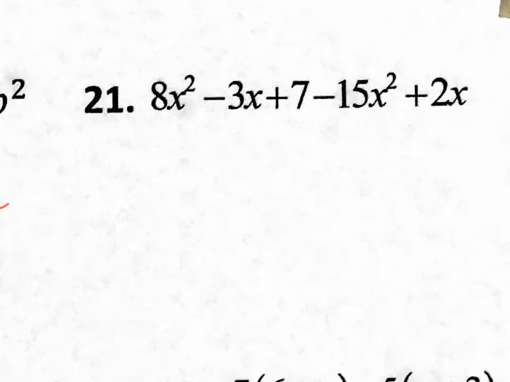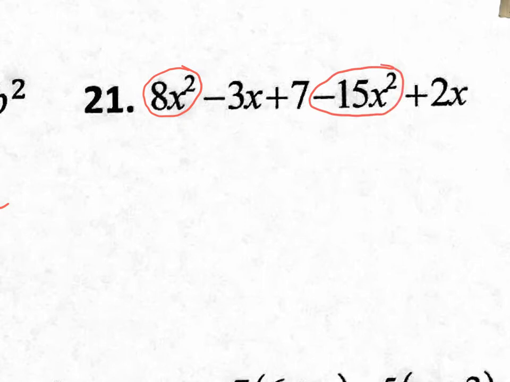So on number 21, we're combining like terms. And of course, combining like terms, we're talking about x squares with x squares, x's with x's, numbers with numbers. So again, I encourage you to please circle whatever you're going to combine and include the sign that's in front. So that 8x squared, that's a positive 8x squared. I want to combine it with this negative 15x squared.